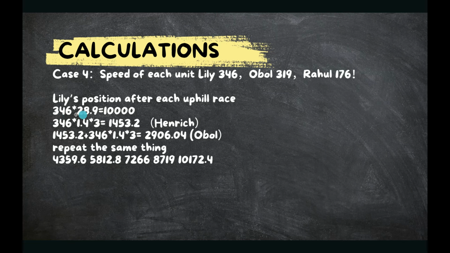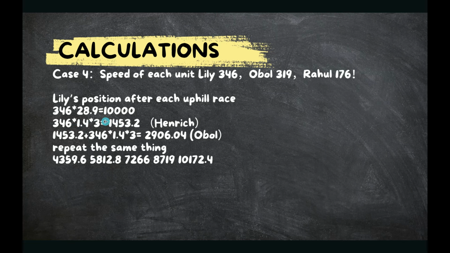Then when the battle begins, she reached the finish line first with 28.9 seconds, and then after she moves, Heinrich took the turn and then gave her a 3 seconds uphill race. And during that 3 seconds, Lily ran 1,453 meter, right? And then this 346 is Lily's speed, and 1.4. Why 1.4? Because S2 gave her a speed buff, and the Codex of Magic also gave her a 10% speed buff, so she has a 40% speed buff. So that's why here's 1.4.